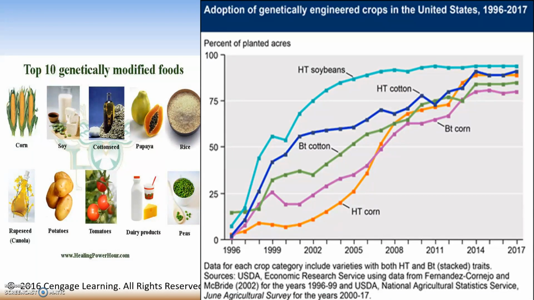The top 10 genetically modified foods are pictured on the screen. Corn, soy, cottonseed, papaya, rice, canola, potatoes, tomatoes, various dairy products, and peas fall into this category. The big breakthrough for genetically modified organisms happened in 1973. Two scientists named Herbert Boyer and Stanley Cohen worked together to produce the first genetically engineered organism. They were able to cut out a gene from one organism and insert it into another. The gene they transferred was one that was encoded for antibiotic resistance. So by putting it into another organism, they were able to give this new genetically modified organism antibiotic resistance.